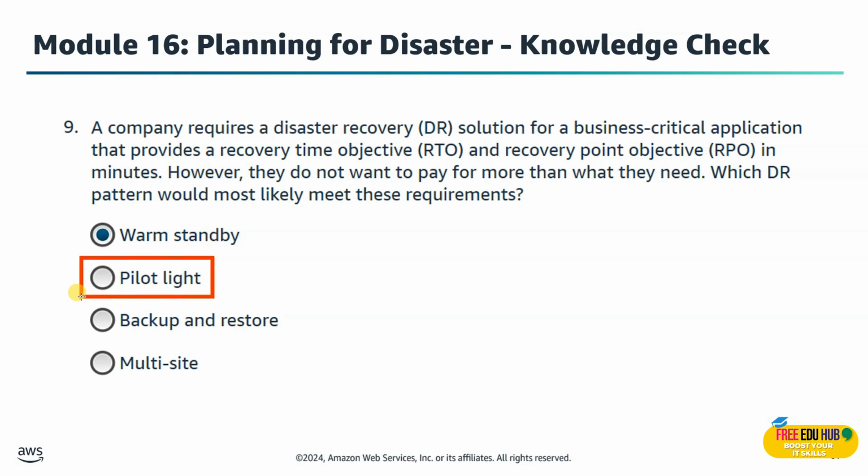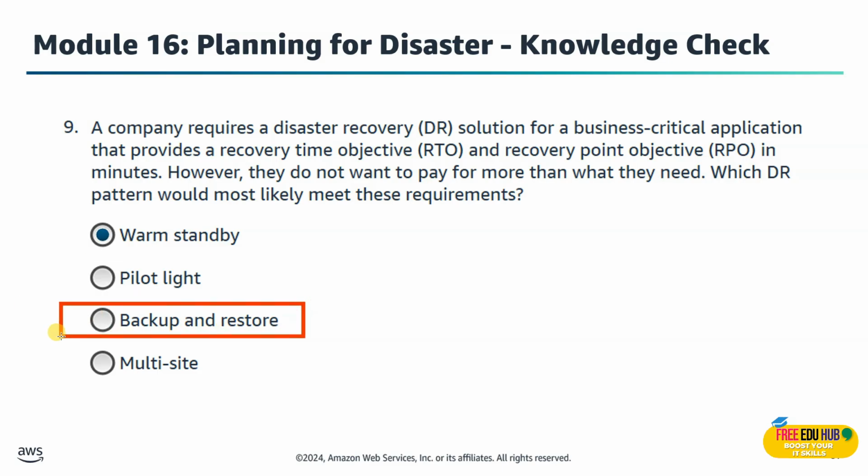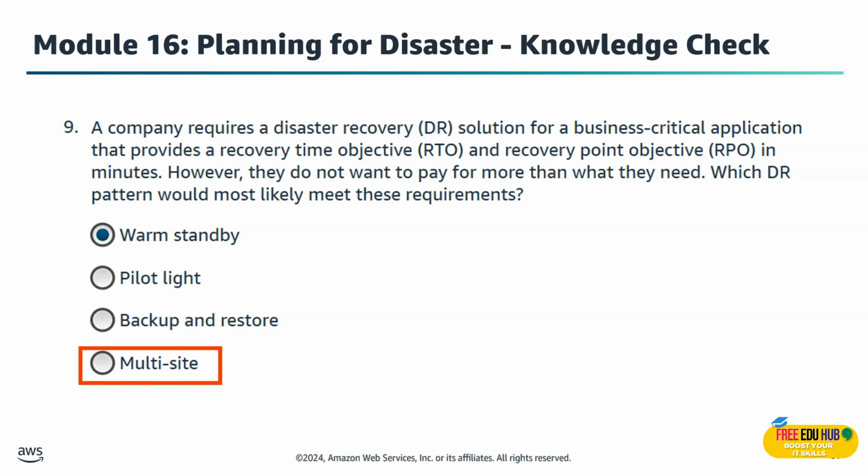The other answer is pilot light. We are not selecting this one because it's cheaper, but spin up would take time, and data catch up often pushes RTO and RPO beyond minutes. And we are not selecting backup and restore. The reason is it's lowest cost, but recovery is too slow for minutes. And we are not going for multi-site. The reason is it meets minutes easily, but you pay for full capacity running everywhere.